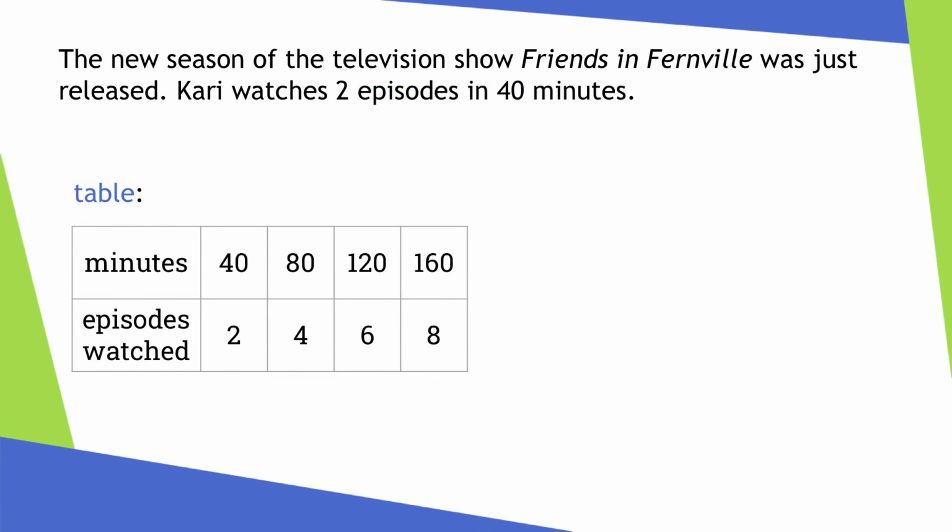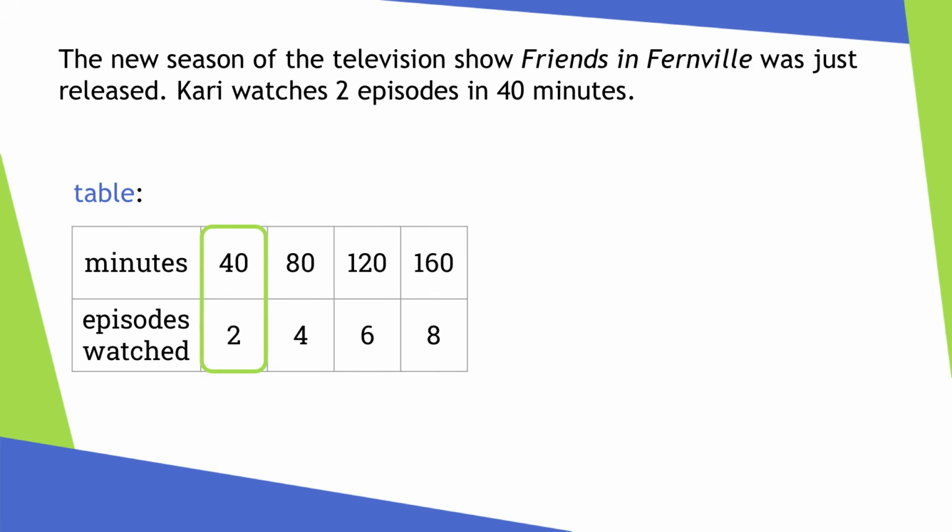We can see the original rate written in the first column of the table. If Carrie watches 2 episodes in 40 minutes, she can also watch 4 episodes in 80 minutes. Those 2 rates are equivalent. You can make an equivalent rate by multiplying or dividing both parts of the rate by the same number. In this case, we multiplied both values by 2. To get from 40 to 120 and from 2 to 6, we multiply by 3. And finally, for our last value, to get from 40 to 160 and from 2 to 8, we multiply by 4. So all of these rates are equivalent to our original rate, 2 episodes in 40 minutes.